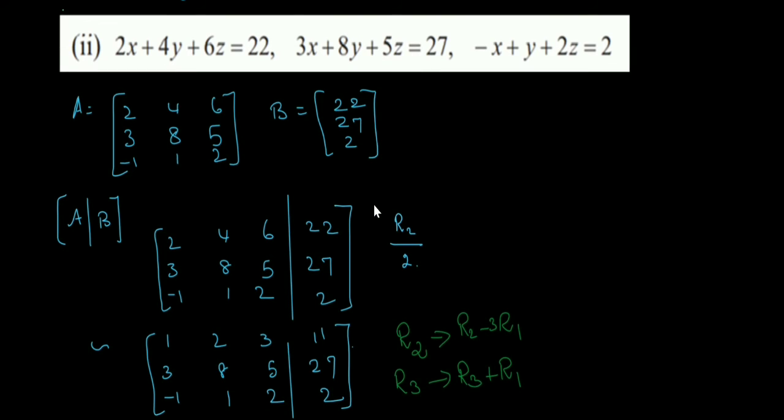First we have to write the augmented matrix. The augmented matrix is, you have to write the matrix A on the left and the matrix B on the right. So matrix A consists of all the coefficients 2, 4, 6, 3, 8, 5, minus 1, 1, 2. Matrix B consists of the constants 22, 27 and 2.